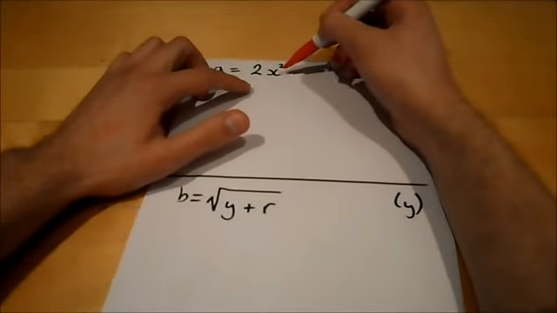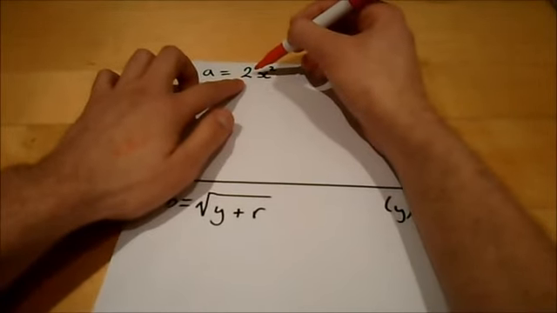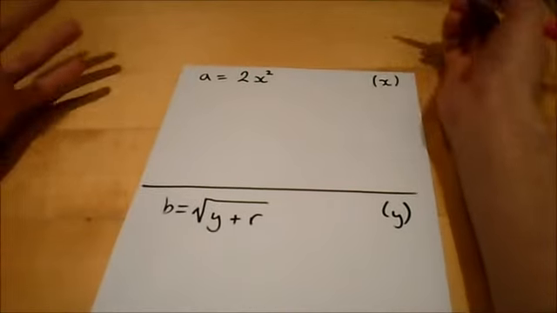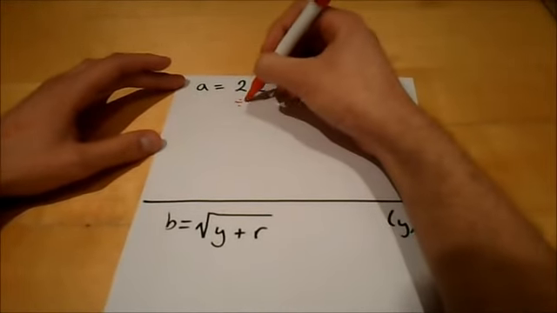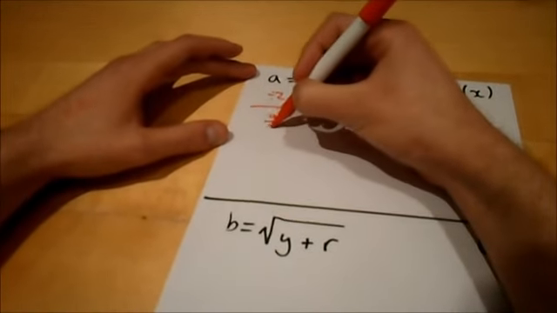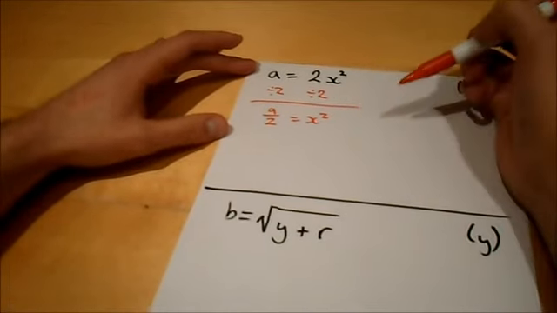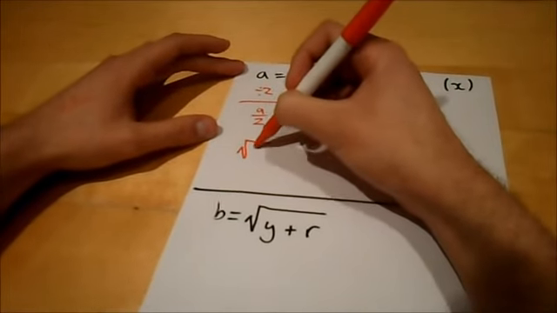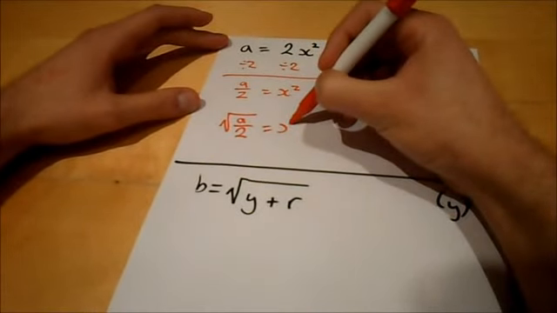So this is x multiplied by itself and then multiplied by 2. Multiplying it by 2 is actually the last thing, even though it's the first thing being written. So I need to divide by that 2 first. So that's a over 2 equals x squared. And as we said before, the inverse of squaring is square rooting. So the square root of a over 2 equals x.